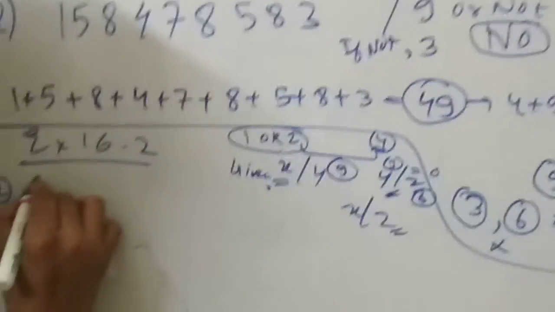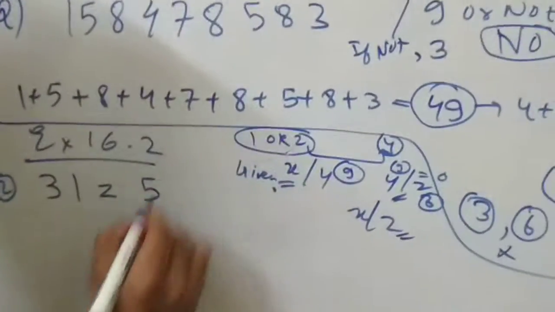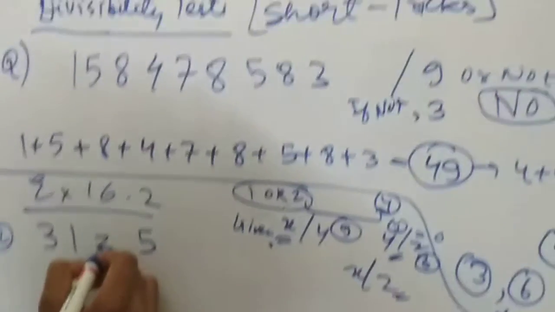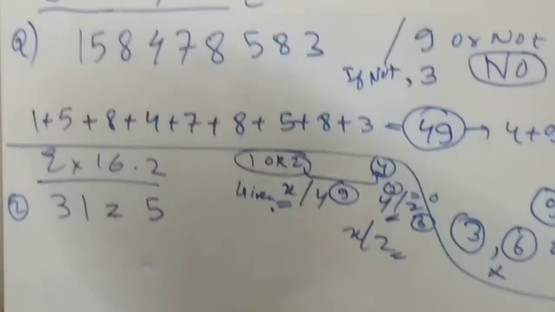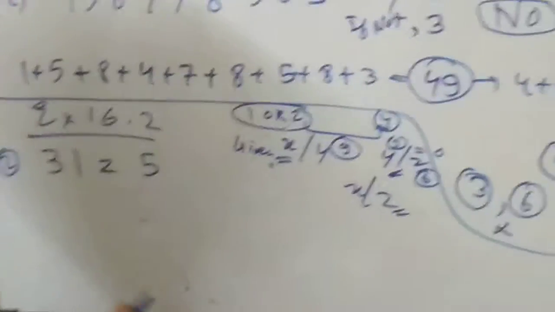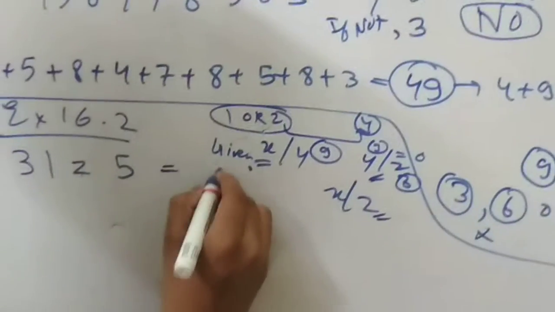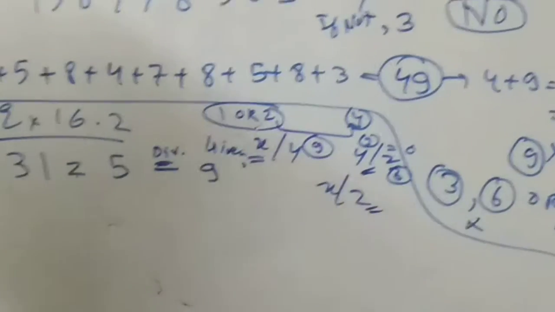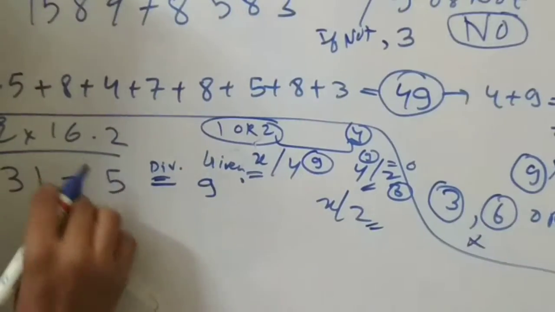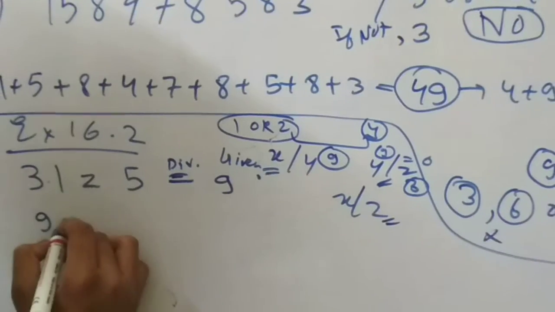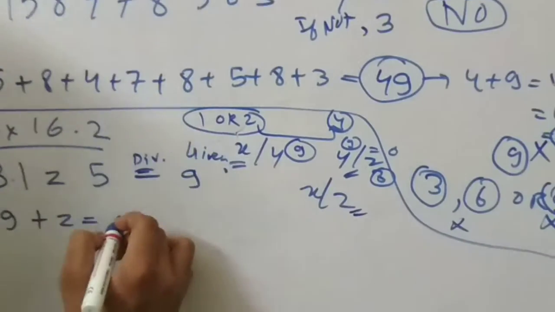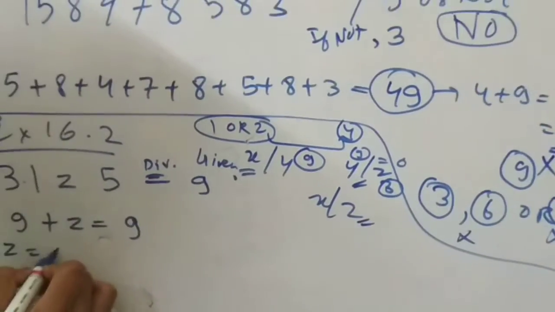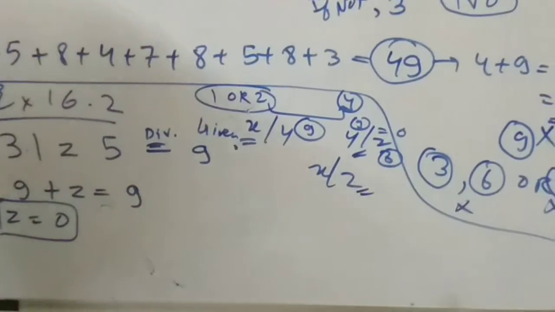Now the question says there is a number 31z5, where z is not algebraic, but a digit. Letters are used for digits. Here the digit in the tens place has been substituted by the letter z. The question says that this number is divisible by 9. Now, how to find such a problem? First, find the sum of the rest of the digits. 3 plus 1 plus 5 is 9. Now, what number should be added to 9 to get a multiple of 9? The answer should be 0. There should be only one answer, but there are two answers.